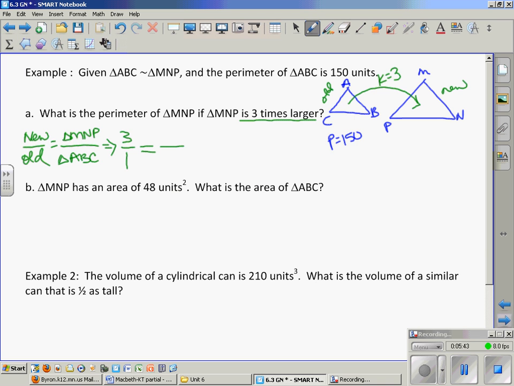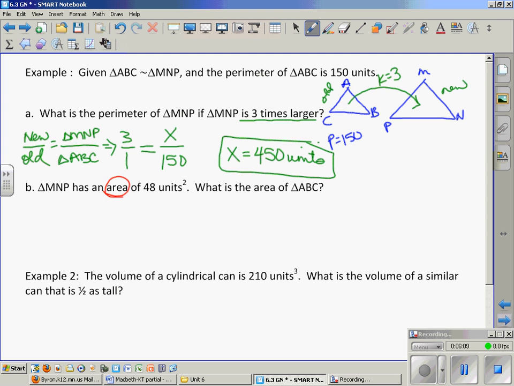And we can make a ratio of 150, ABC's perimeter, to the x we don't know. That seems like a lot of work, but ratios always work. When you cross multiply, we know that it becomes 450 units. But it is okay to just multiply by 3 because it's a one-dimensional measurement.